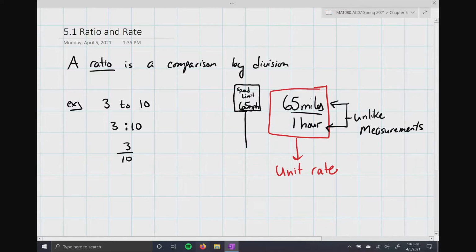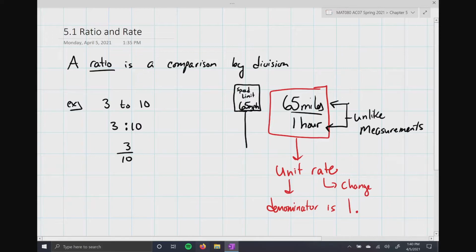It's called a unit rate. So when you hear the word rate, you should be thinking change. Something's changing here. Something's happening. All right? And what makes this a unit rate is the fact that the denominator is a number 1. That's what makes it a unit rate.